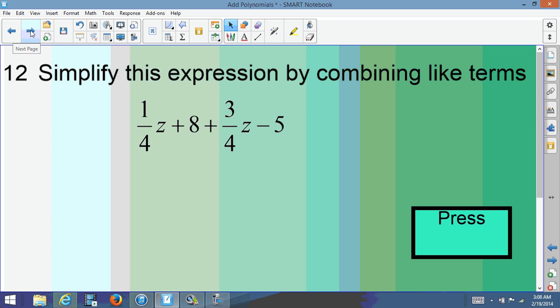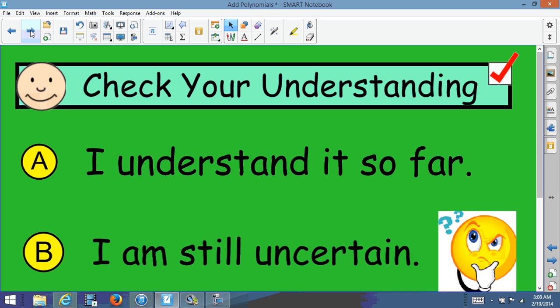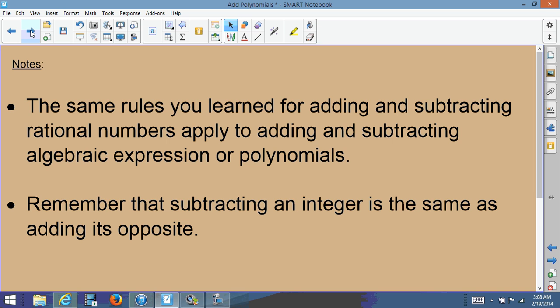Fractions. Check for your understanding. If you need to rewatch the tape, please do. If you have questions, write them down. I'll be glad to talk to you about them next day.